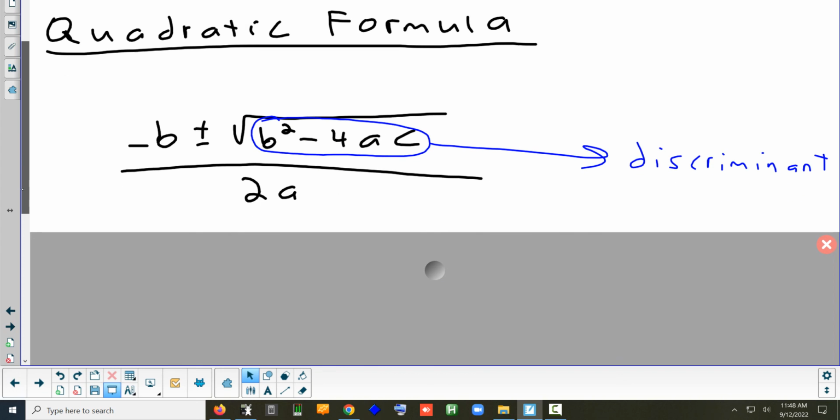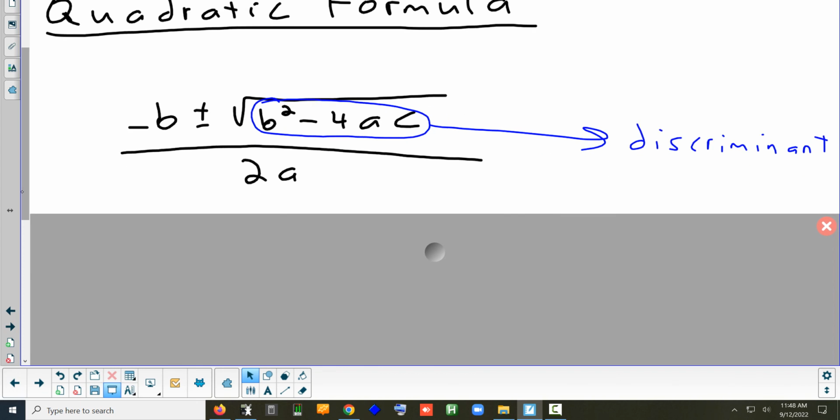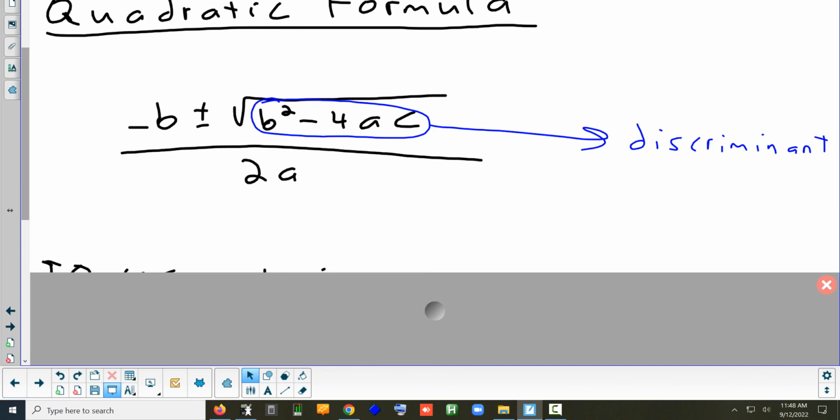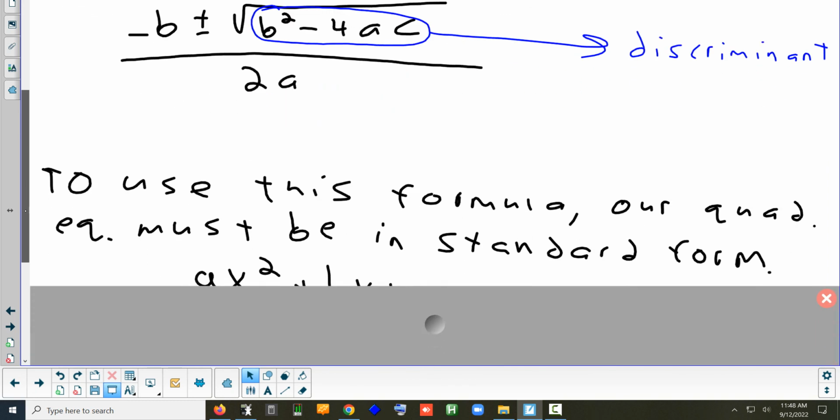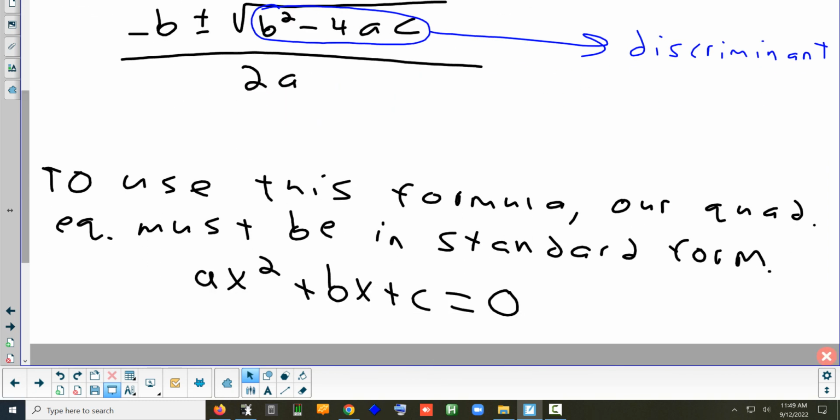So here's your formula that you're used to. I think we mentioned this, but the part under the square root is called the discriminant. And to use it, you need to write your quadratic equation in a certain way that makes a, b, and c easy to see. Okay? So it has to be written in that form.